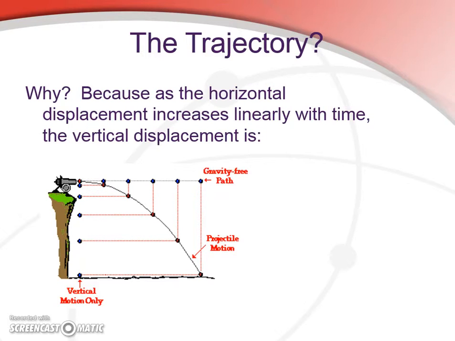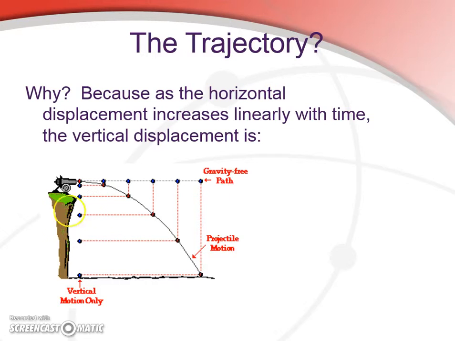But this picture is perhaps a little more interesting. If we consider the gravity-free path, this is really the velocity in the x direction, right? And the vertical motion only is our y component of the motion. Now what's interesting here is these may look familiar. We can think of this as time, as stop camera photography.